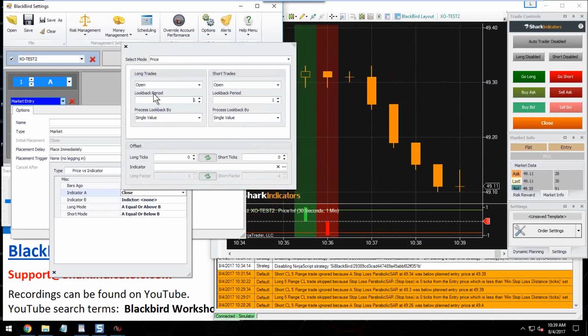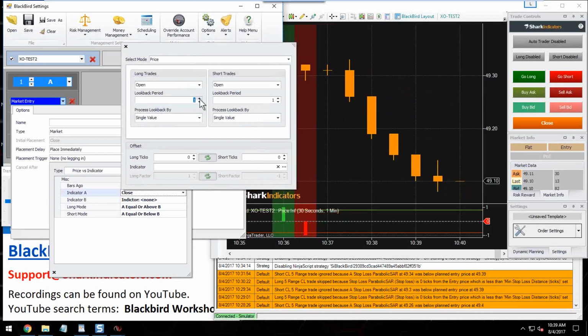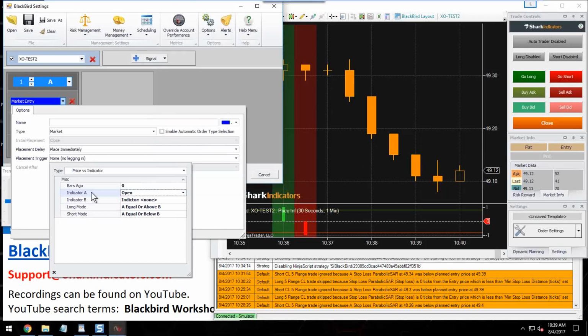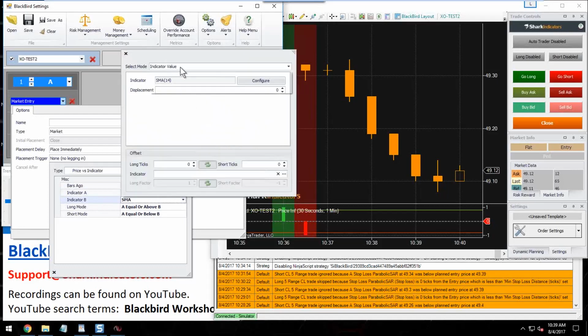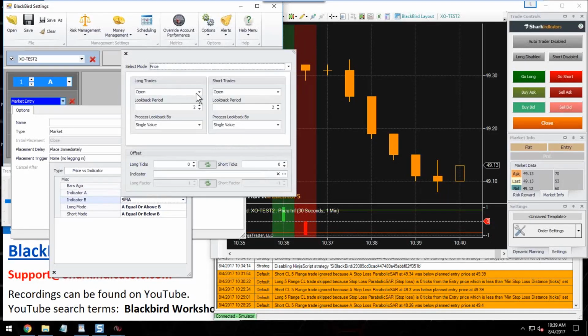So any keyword that has the word period in it always tells you that your index has to start at 1. A look back period of 1 means the current bar, and so we actually want to look back 2 bars like that. So we have open for the long trade and open for the short trade. We got the open price, and B is going to be price as well. So we're going to change the mode to price, and then we need to go find the correct price.